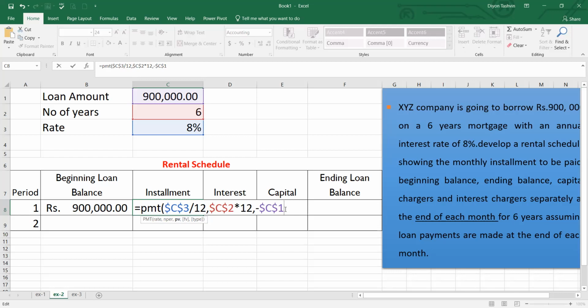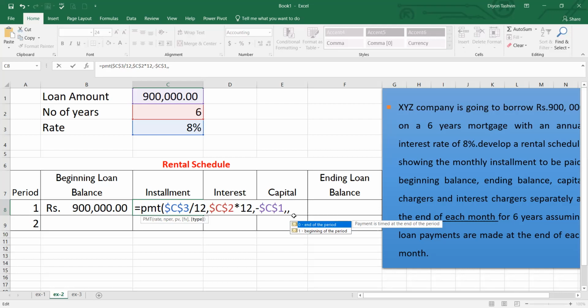Then we have to include the future value. Future value is the future value of the loan. However, it is not provided in the question. Therefore, we have to skip it. So you can give a comma, then you can see it has been shifted to the last type. Last one is the type.